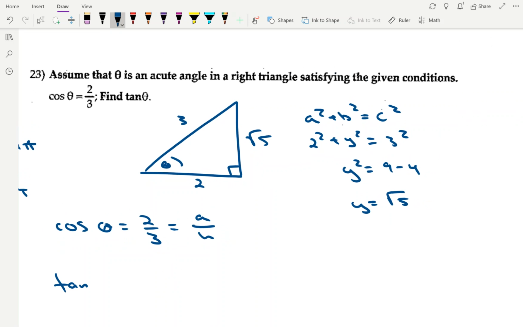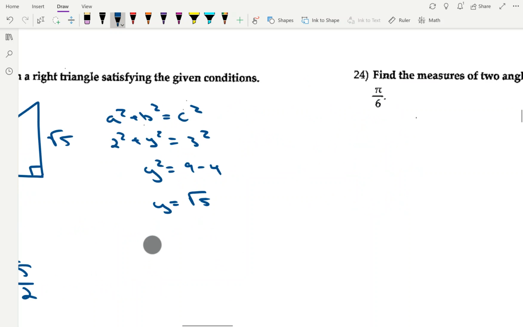Next, we know that tan of theta is equal to, SOHCAHTOA, opposite over adjacent. So opposite is now root 5, and the adjacent is 2. So your answer should be root 5 over 2.